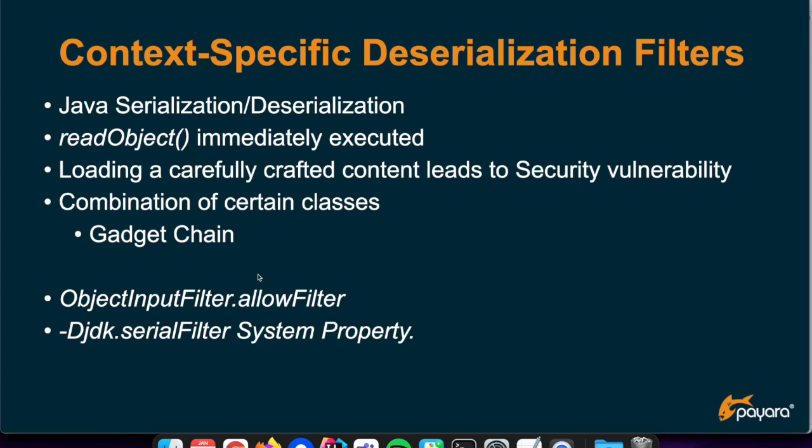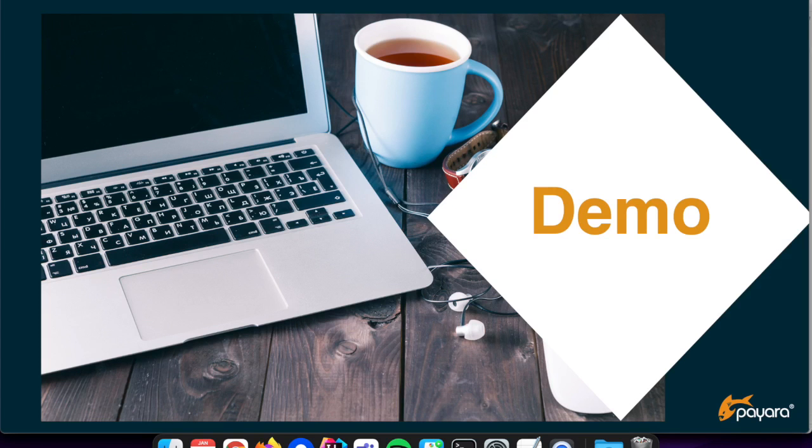Now with the JDK 17 LTS, there is a new option so that you can allow filtering at the very low level, filtering on what is read from that deserialized content. But you can also use a system property, jdk.serialFilter, to define what is allowed and what is rejected.